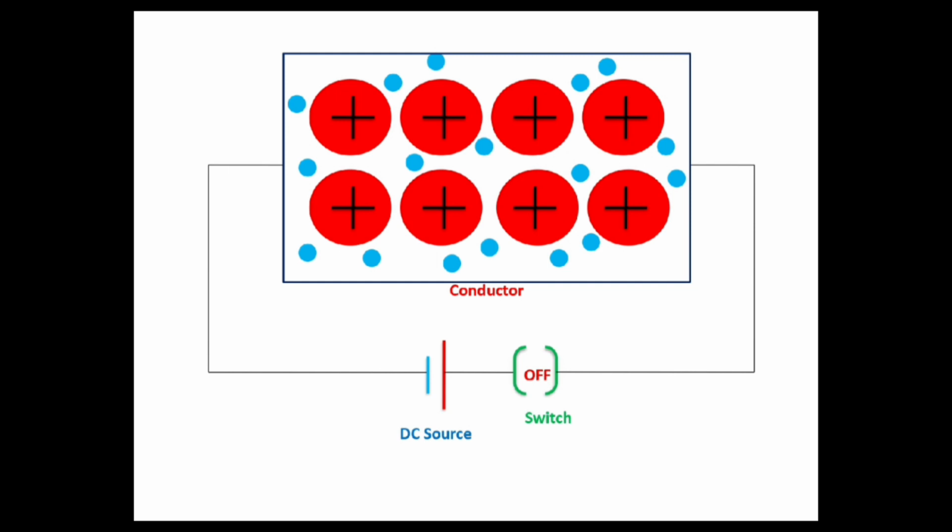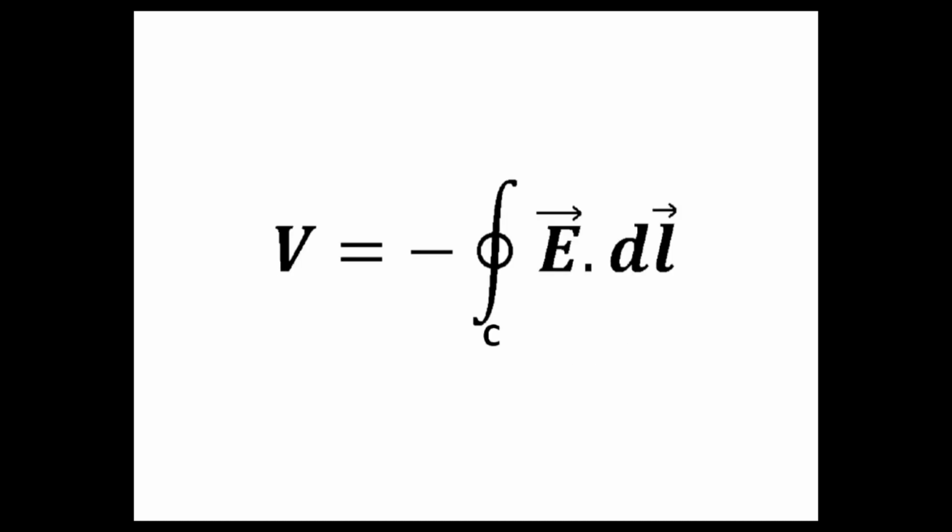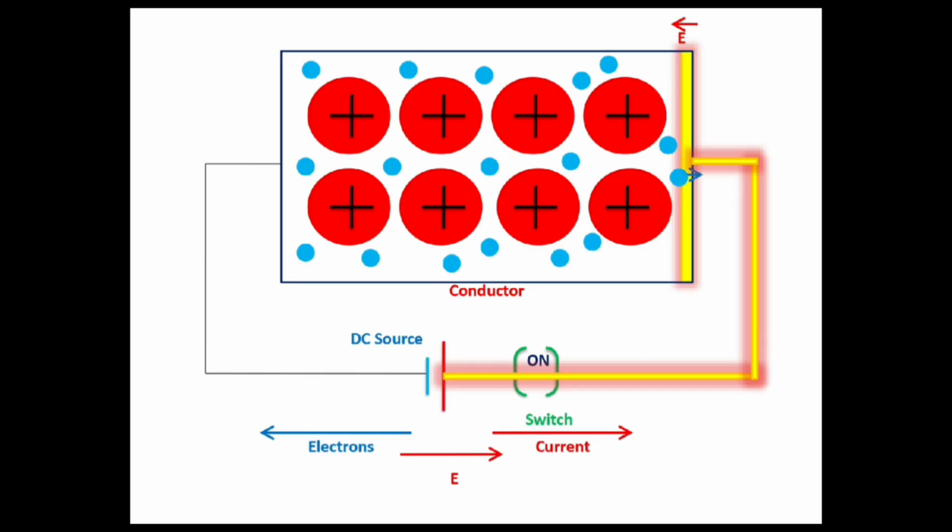When we switch on the circuit, a potential difference is applied across the circuit by the cell. As a result, an electric field is established, which is given by E equals minus dV/dl, or V equals the line integral of E dot dl. The electric field, shown in yellow color, acts like an invisible fluid flowing through the entire circuit at the speed of light.